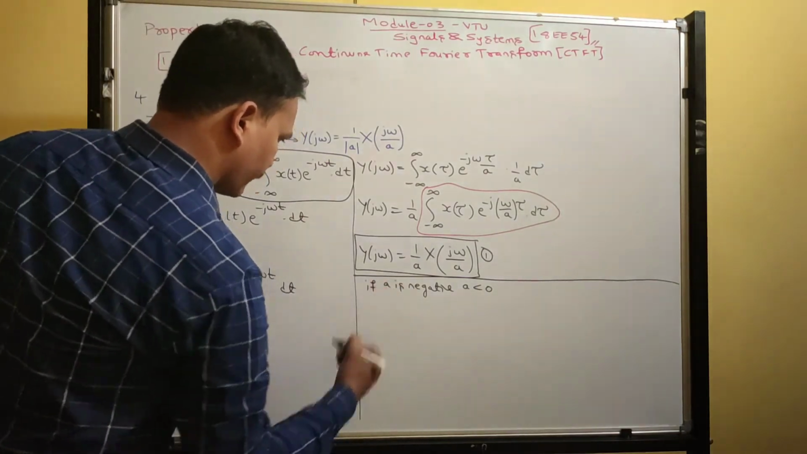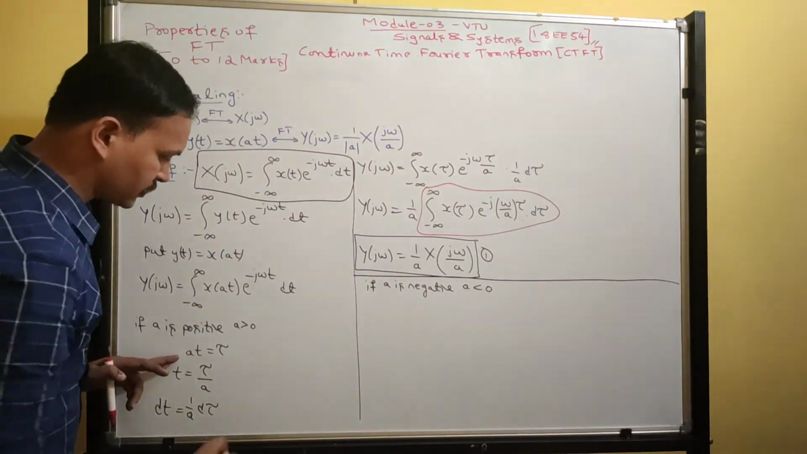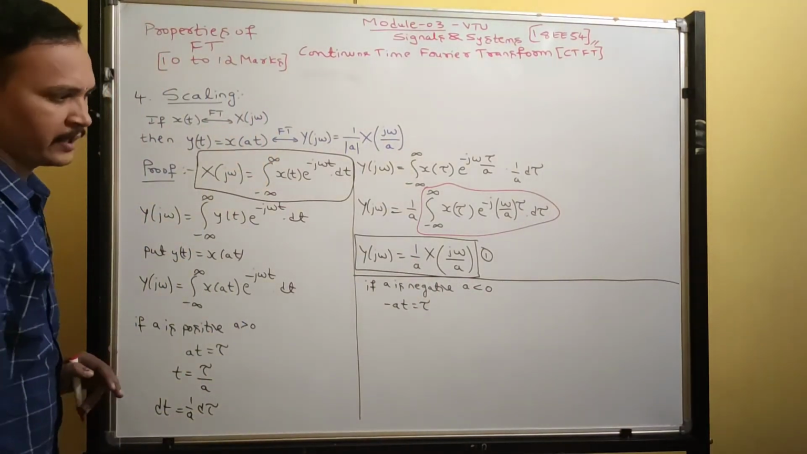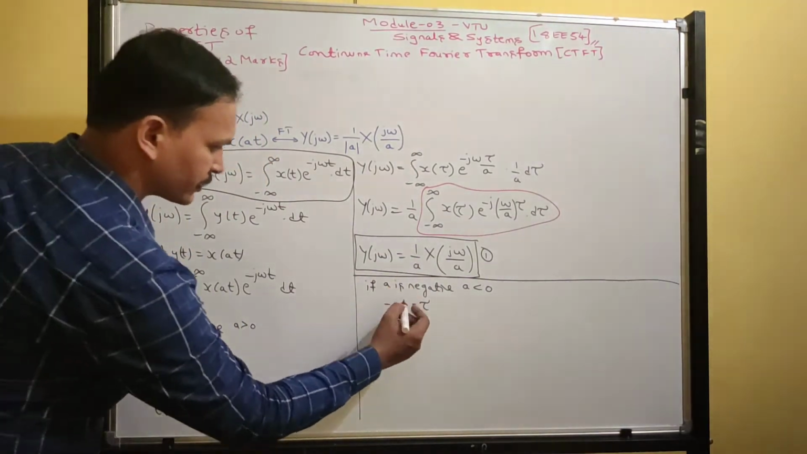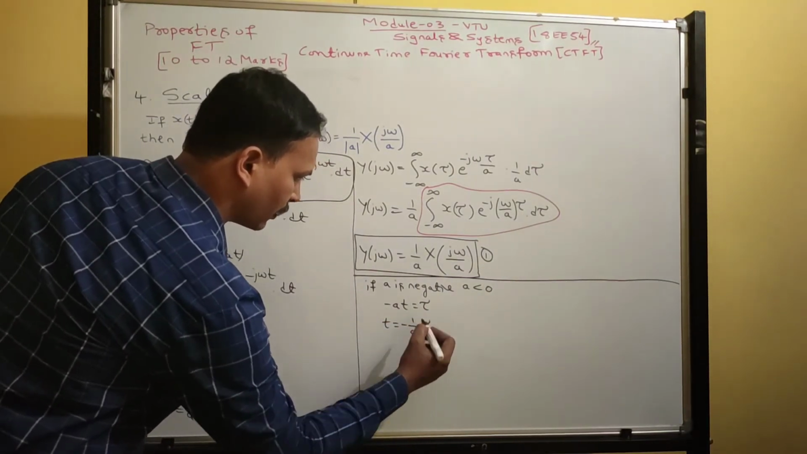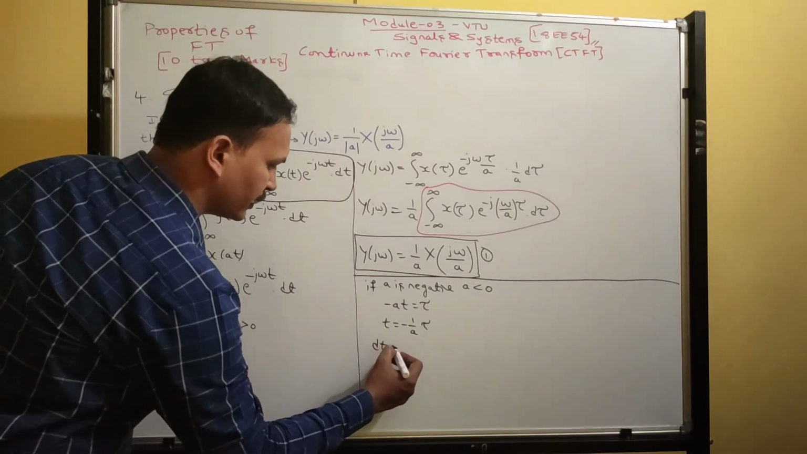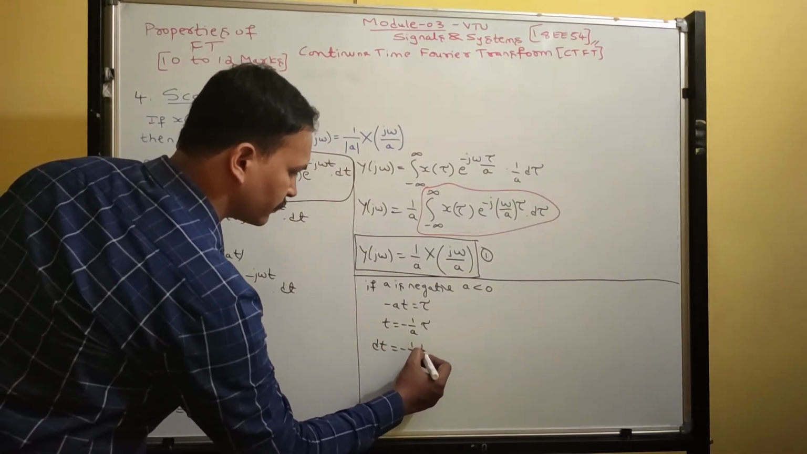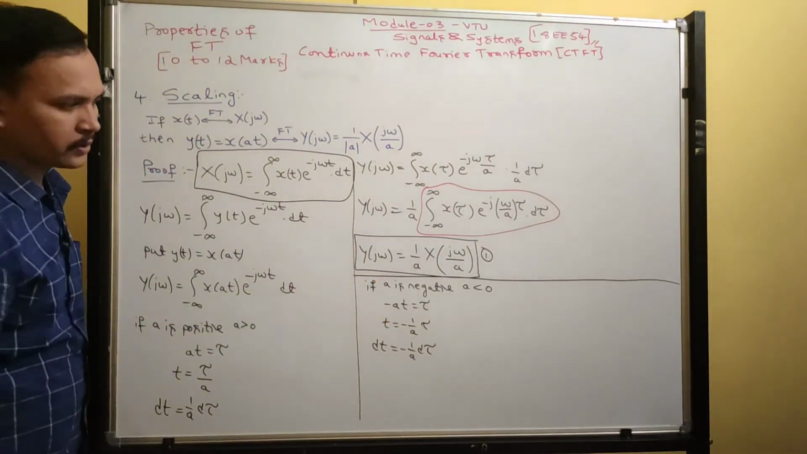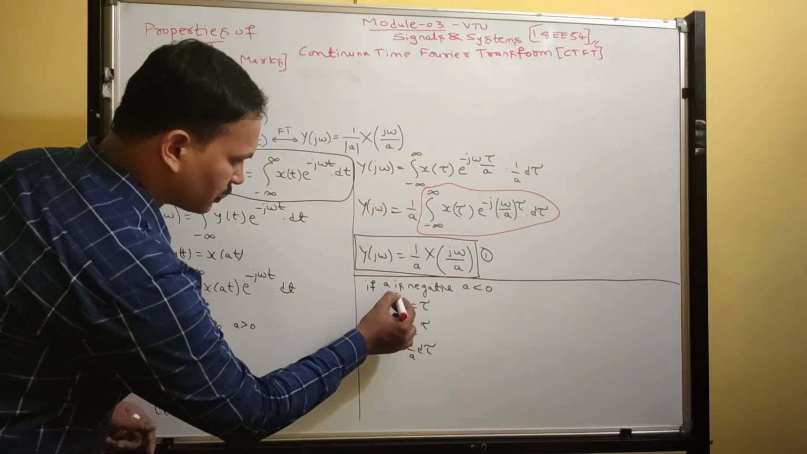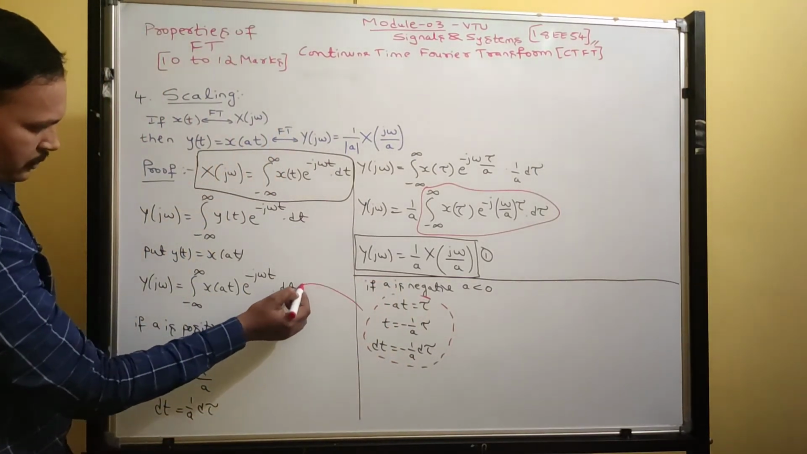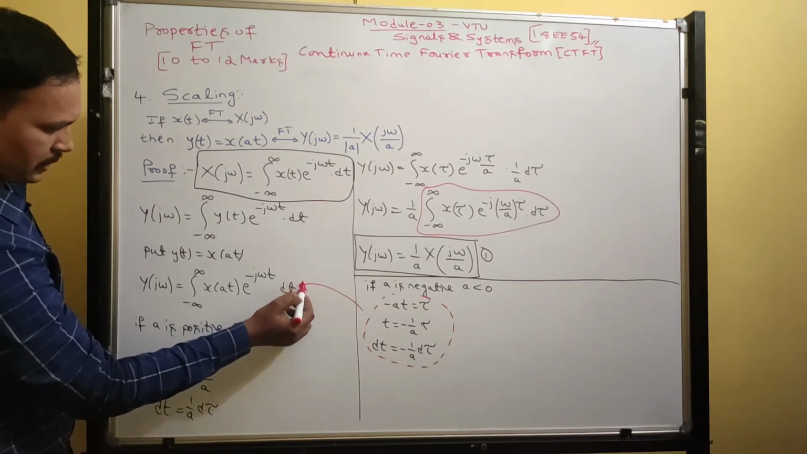However, we are going to use the same notation in this way. Minus at can be written as tau. So from this, what can I write? t is equal to minus 1 by a tau. Write in differential form: dt is equal to minus 1 by a into d tau. Use all these notations in this particular equation.